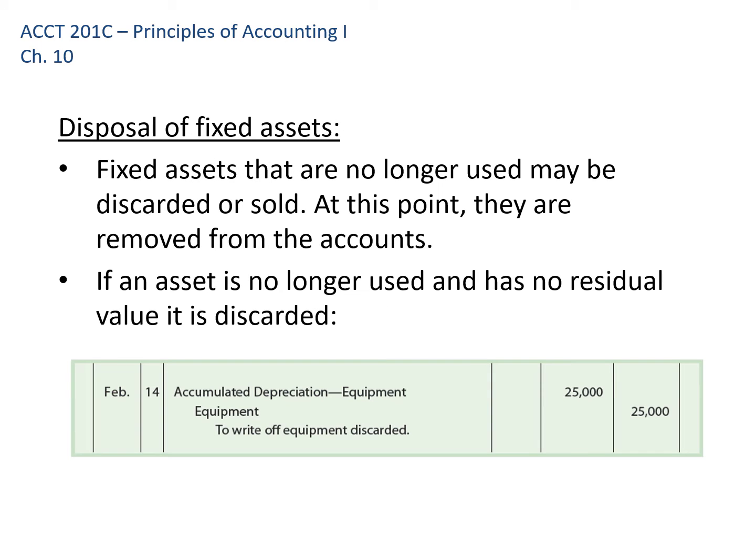So now on to disposing of fixed assets. So if an asset's no longer used, we might sell it or discard it. If the asset is completely depreciated, so there was no residual value and we've depreciated it completely, then we just strip that asset from the books by debiting accumulated depreciation and crediting equipment for the full amount of those two accounts for that particular asset. So in that case, there's no gain or loss because there's no book value to lose.